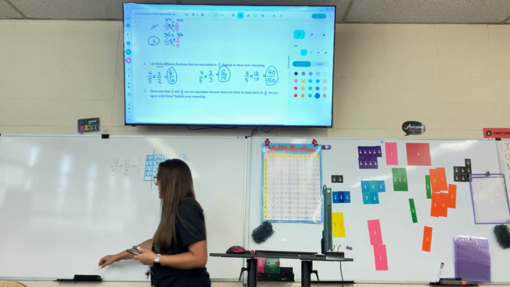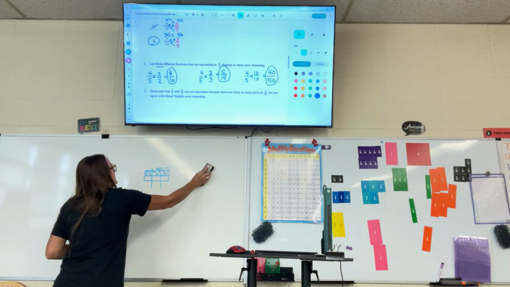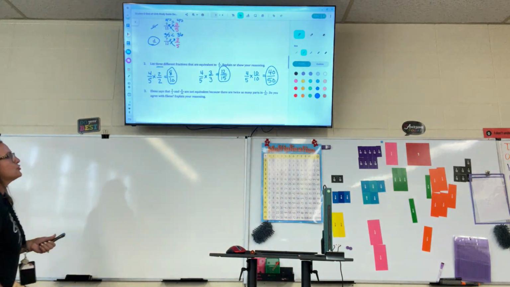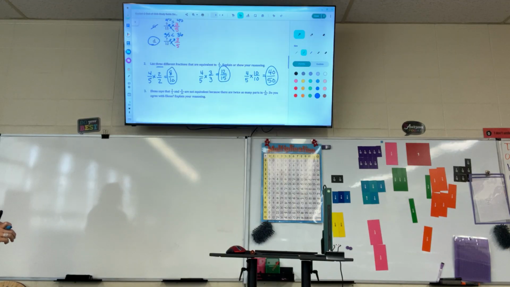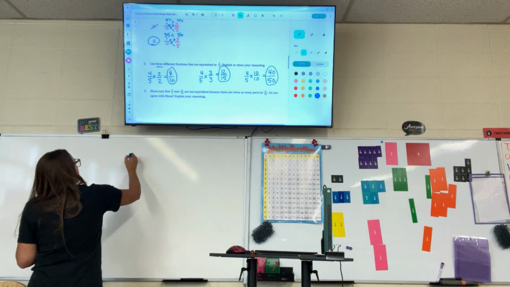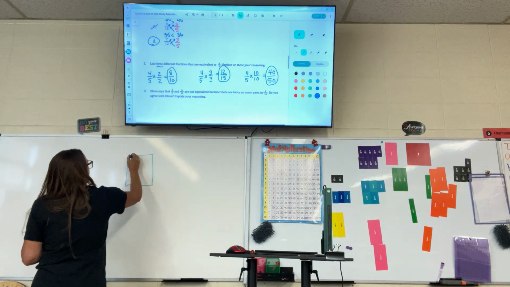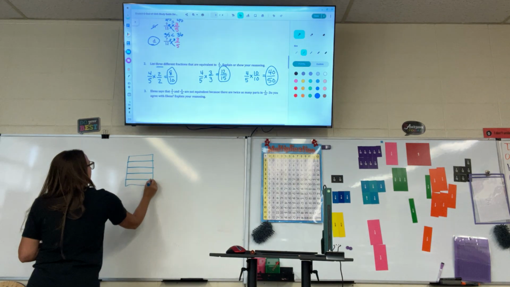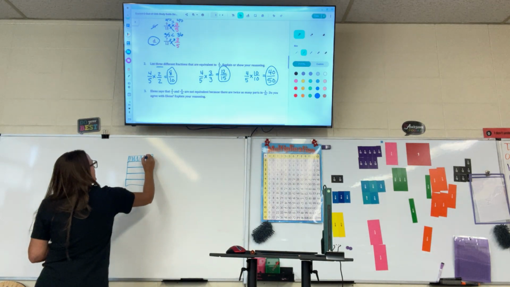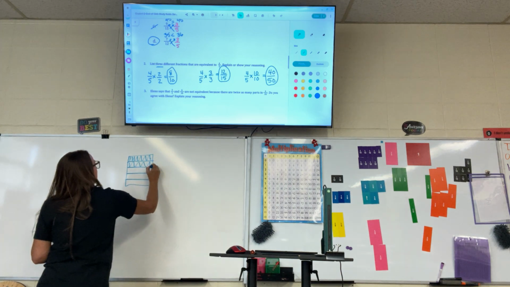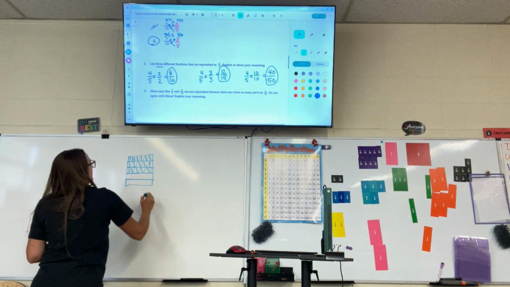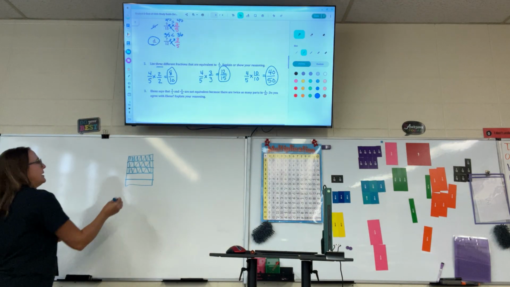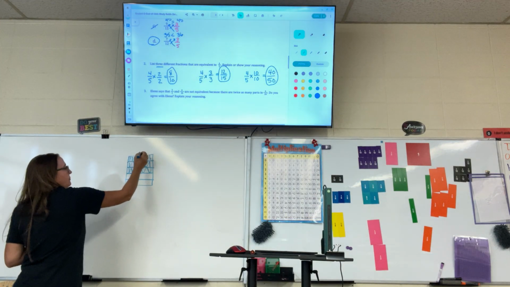Alina says that 3/5 and 6/10 are not equivalent because there are twice as many parts in 6/10. Do you agree with Alina? So this is what she's saying. She's got 1, 2, 3, 4, 5. She's got 3 shaded, okay? And she says that 6/10 is not equivalent.